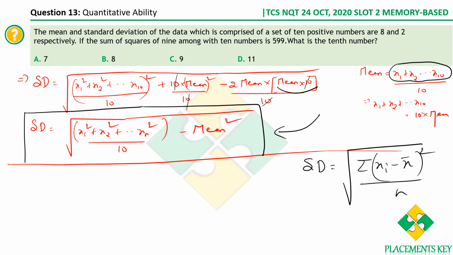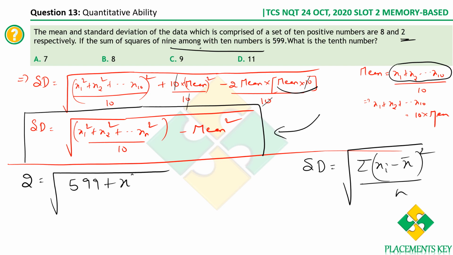So what is standard deviation? It's already given as 2. 2 is equal to square root of x1 square, x2 square, we have 10 terms, so till x10 square. So we already know the sum of the first 9 numbers. Therefore, I'll just write that as 599 for till x9 square, plus we don't know the 10th term, so I'm taking it as x. So we get x square divided by 10. It's clear, right? 599 is x1 square plus x2 square plus x3 square till x9 square, plus the 10th term also we want, right? But we don't know the 10th term, so I'm assuming that to be x.